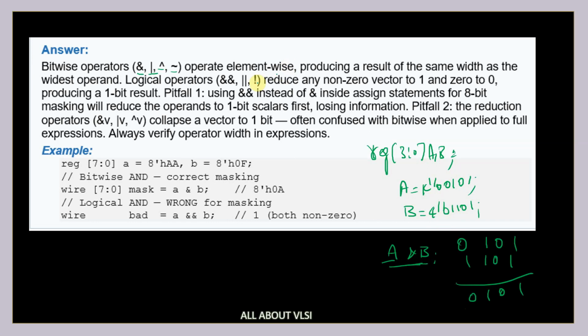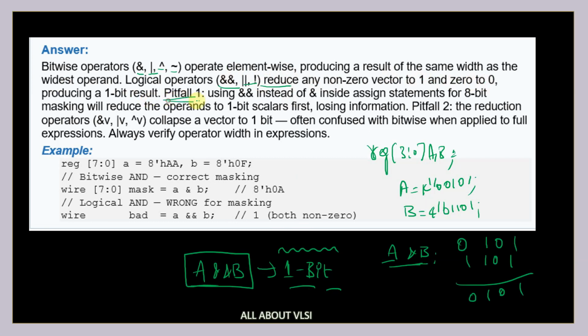But in the case of logical operators, if I perform a logical OR operation, logical AND operation, or any other logical operation between these two variables, then my final result will be only 1 bit. Here, if I use a logical AND operation, obviously there is a loss of my information, a loss of my data, right? So this is what is written over here: it reduces any non-zero vector to 1 and 0 to 0, producing a 1-bit result.